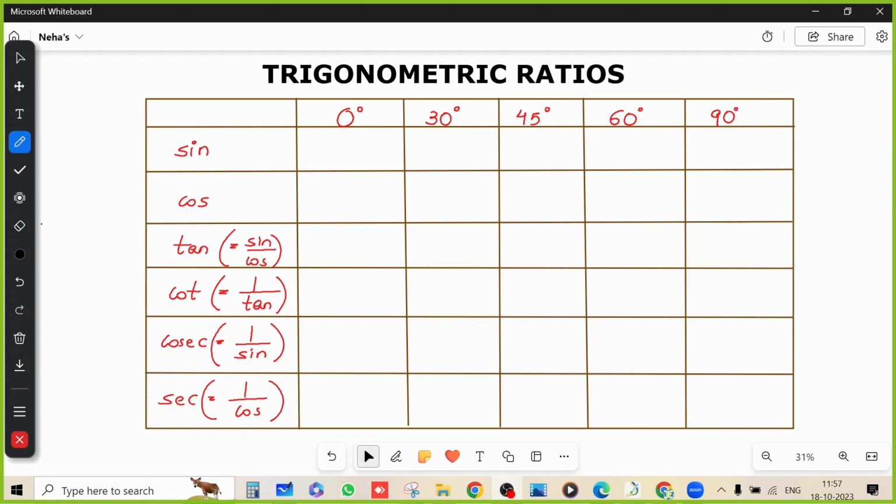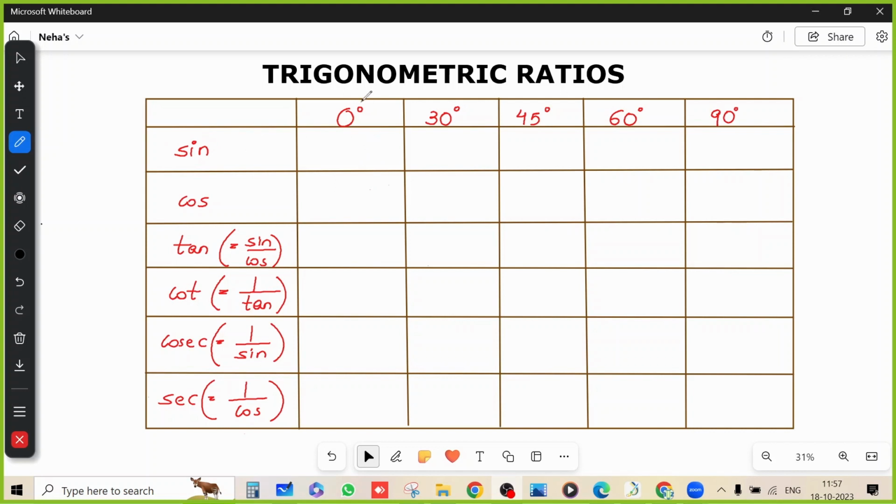Though you had learnt it in standard 9, as we are going to use all the ratios here frequently, let us do a quick revision of the same. So this is the table. We have the standard angles 0, 30, 45 degree, 60 degree and 90 degree here.